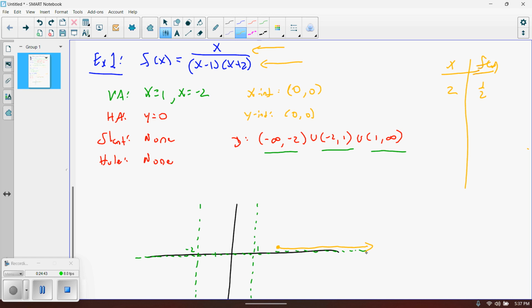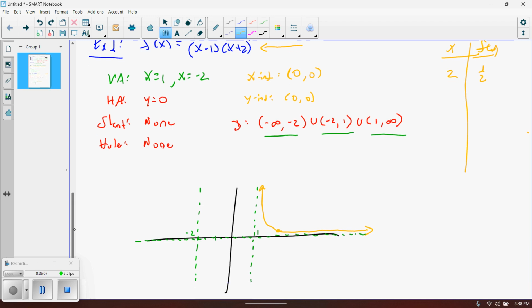Again, the reason it can't possibly go down here is because it would have to cross through the x-axis again, and there's no other x-intercepts. So the only choice that this function has is to do that. Okay, so now we've sketched that right-hand portion. Let's sketch the left-hand portion, and then we'll come back to the center.